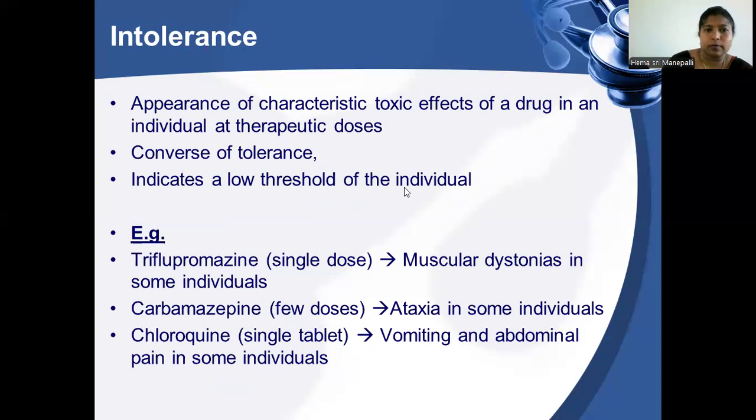Next one, intolerance. Intolerance means appearance of characteristic toxic effects of a drug in an individual at therapeutic doses. It is the converse of tolerance and indicates a low threshold of an individual. Examples: carbamazepine causes ataxia in some individuals. Ataxia is a sign, it's not a disease. Next, triflupromazine single dose causes muscular dystonia in some individuals. And chloroquine, you people know this one, causes vomiting and abdominal pain in some individuals. So this is what we call intolerance.